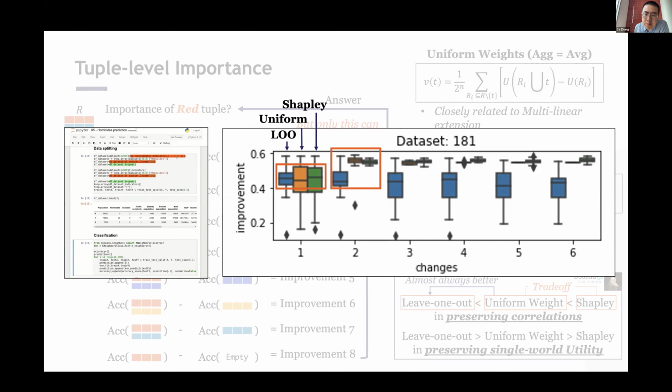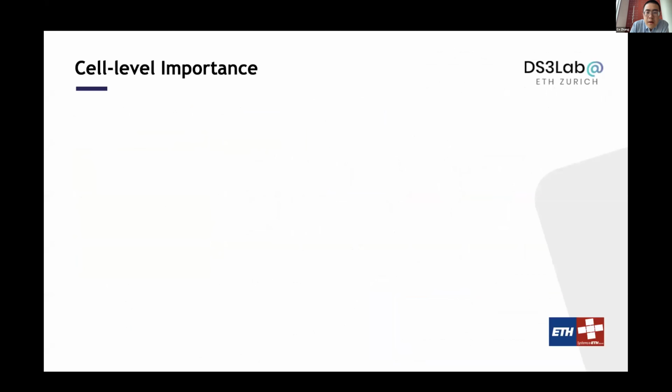But once you fix multiple operators, you can see an almost 30% accuracy gap between uniform aggregation or Shapley and this leave one out notion of importance. So essentially how you pick this importance metric really matters. And then you can have different notions of importance if you care about different ways to fix your data.